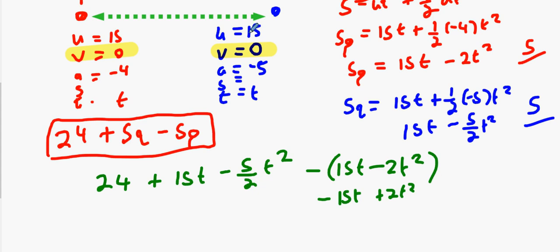Now, what happens now? The 15 t's cancel. And what are we going to be left with? We're going to be left with 24, 5 over 2, 2.5, minus 2.5 plus 2 is minus a half. When you get this out, you're on 15 out of 30 marks. So this is your answer for part 1.